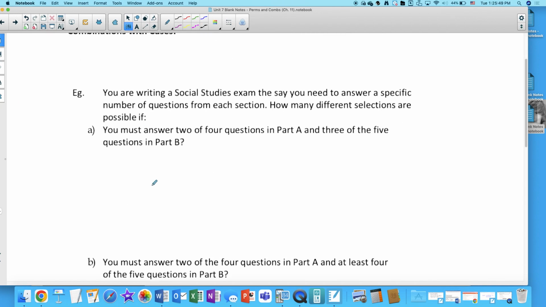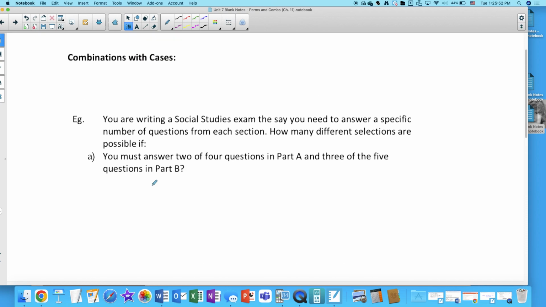All right, combinations with cases. These work exactly the same as permutations with cases, in that you need to look out for those 3 phrases, or at least, at most. And you have to figure out the number of combinations for each case, then add them all together. So this is very similar to cases for perms.